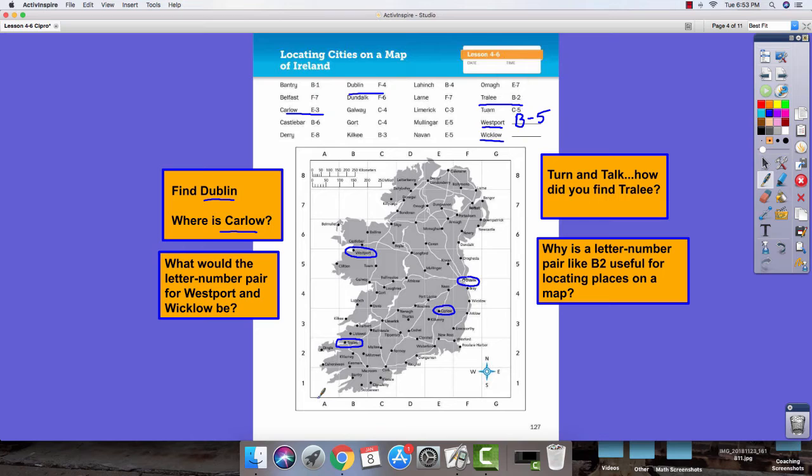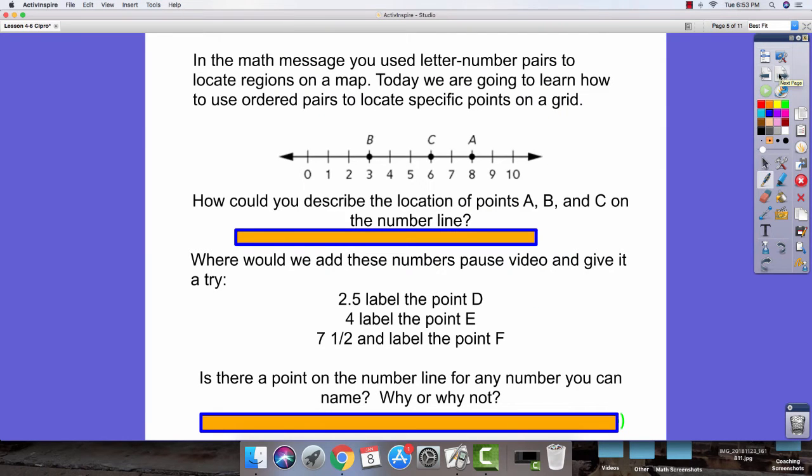So let's see how we did for Wicklow. Wicklow should be over to F4. So here's Wicklow. Let's see if I'm right. Go over to F and then up 4. 1, 2, 3, 4. Here's Wicklow. So I can write the letter number pair F-4 like that. All right. So just, again, double check your guided notes. Make sure that you have those correct on your guided notes. Pause video.